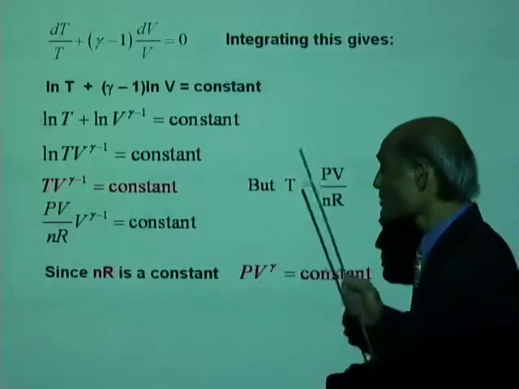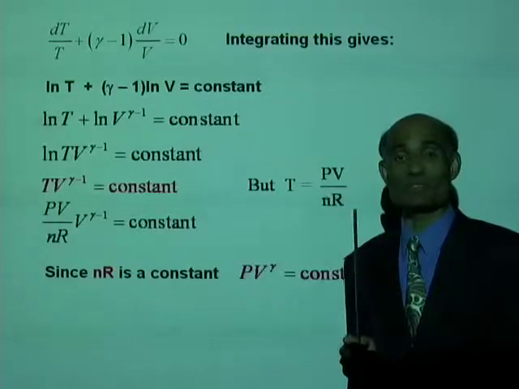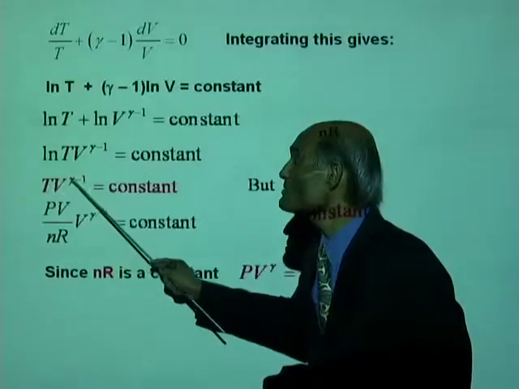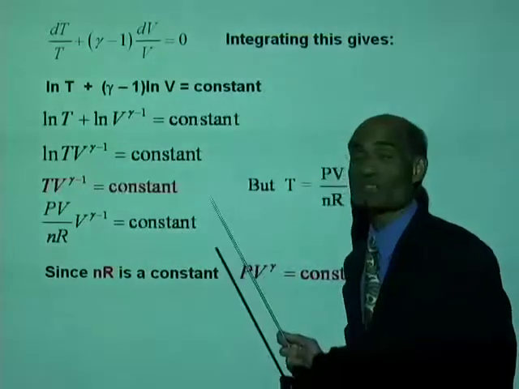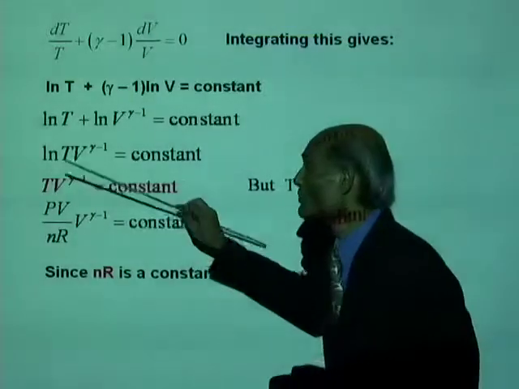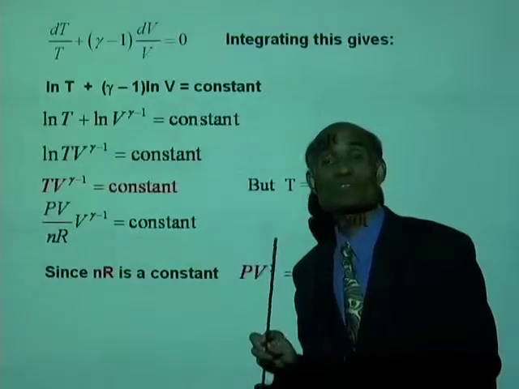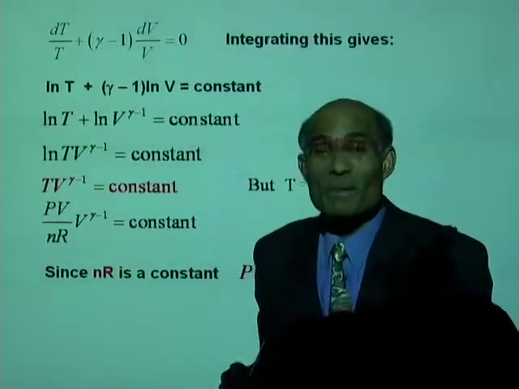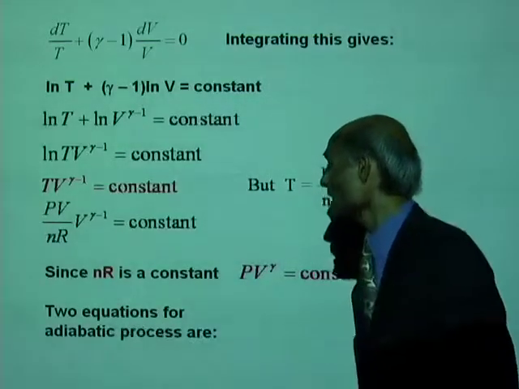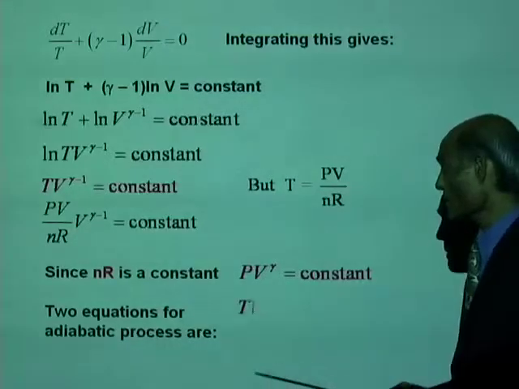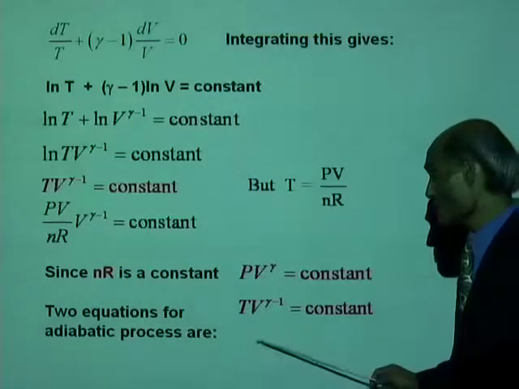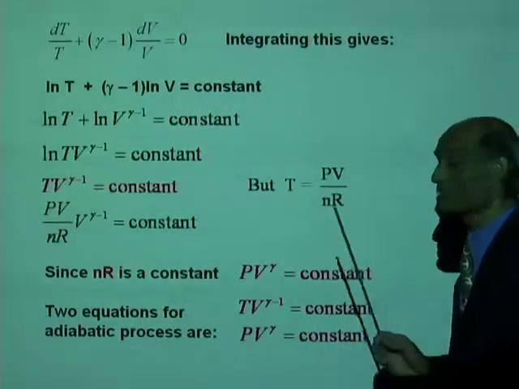Now, this is the second equation for the adiabatic process. So what are the two equations for the adiabatic process? TV to the power of gamma minus 1 is a constant. PV to the power of gamma is a constant. Now, we will use any of these equations depending on what are the given quantities that we have. So, the two equations for the adiabatic process are TV to the power of gamma minus 1 is a constant, and PV to the power of gamma is a constant.